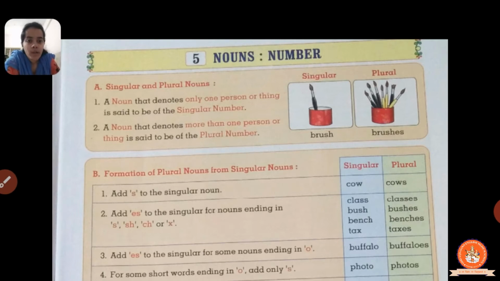All right. Now we'll see the next one, which is: add es to the singular for nouns ending in s, sh, ch, or x. There are some nouns, students, that end with the letters s, sh, ch and x. For those nouns, what we have to do is add es at the end of those nouns. For example, class, classes, right? Then we have bush, bushes. Then bench, benches. Tax, taxes. Alright, I'll show you one more example about the nouns.